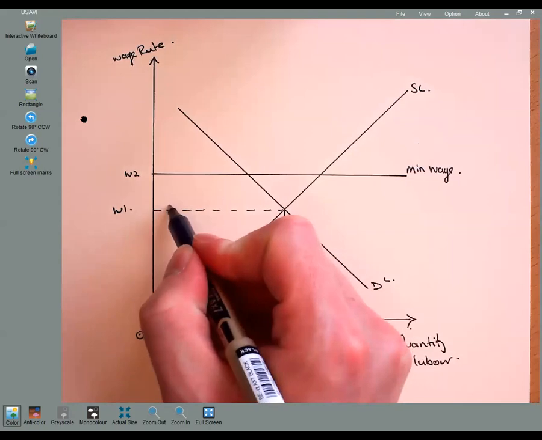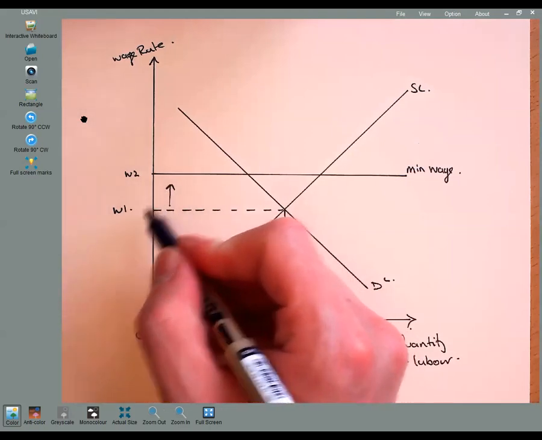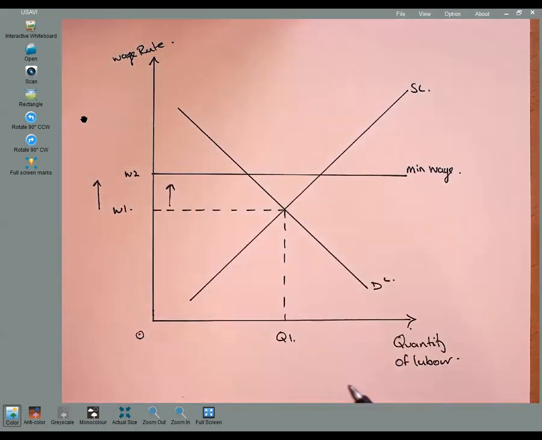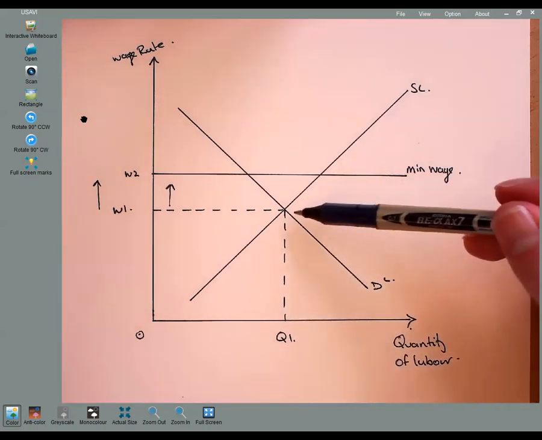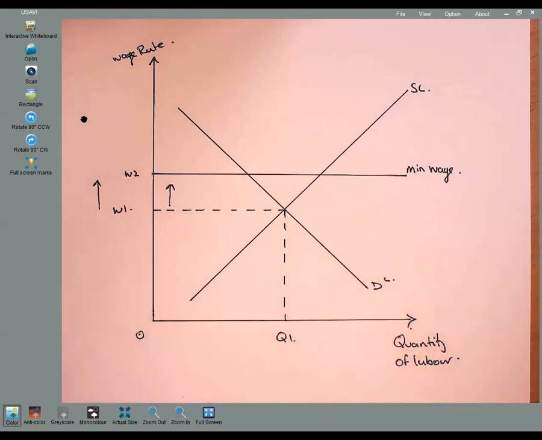So you can see here, it's set above the free market equilibrium wage rate. So it's a higher wage rate from W1 to W2. Now, a few things to point out here. What this does that we don't particularly like is that it takes a market that was once in equilibrium and pushes it into disequilibrium. So automatically, the imposition of the national minimum wage will distort the market. It pushes the market out of equilibrium and into disequilibrium.